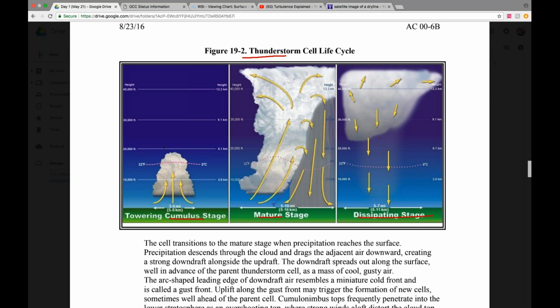So in the towering cumulus or the cumulus stage, as we already discussed, we see the formation, right? It starts as a small cumulus cloud, but we see that rapidly build to a mature stage. Remember that between the cumulus stage and the mature stage, the average time it takes to form into this towering anvil top is 15 minutes.